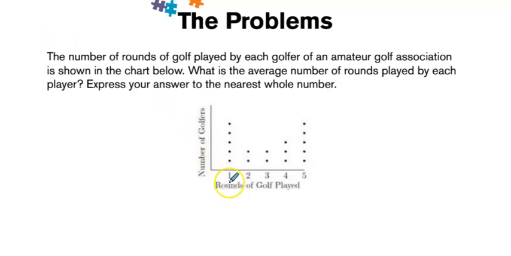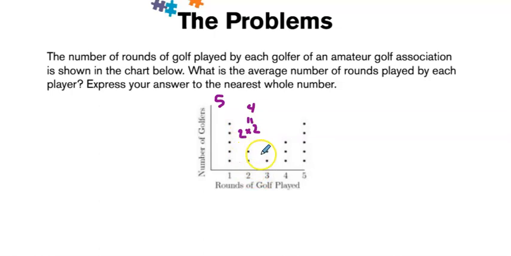So the rows are the rounds of golf played, and then the y-axis is going to have the number of golfers. Now, they don't have another key for us, so we have to assume that each of these dots is one golfer. So that means 1, 2, 3, 4, 5 golfers played 1 round of golf, and 2 golfers played 2 rounds of golf. Because we want to know the average number of rounds played by each player, we need to multiply each of those 2 golfers by 2 to get a grand total of 4 rounds of golf were played in this section.